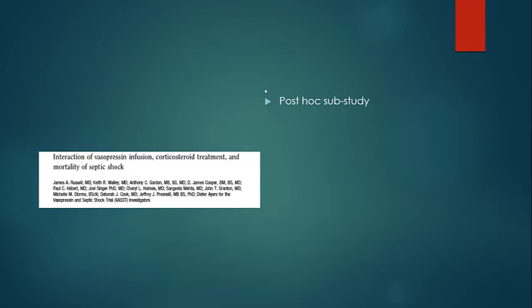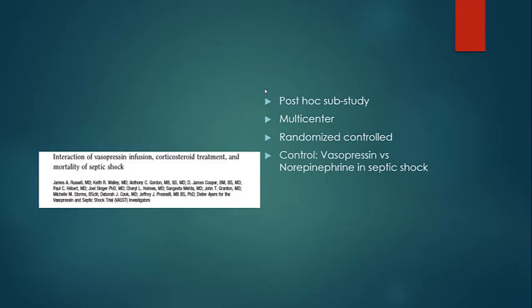So what was the study? It was actually a post-hoc sub-study. What does that mean? Basically, it consists of looking at the data after the study has been concluded for patterns that were not specified earlier in the study. It was multicenter, and randomized controlled as well. And this is also the controls, vasopressin versus norepi in septic shock.